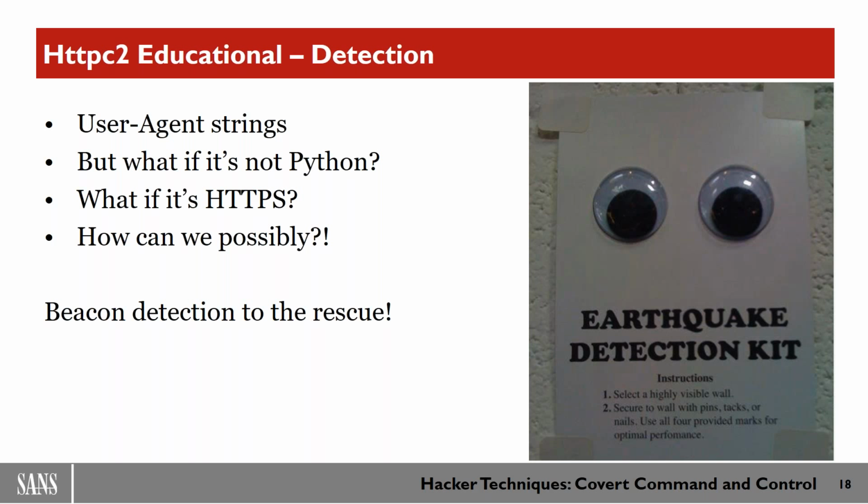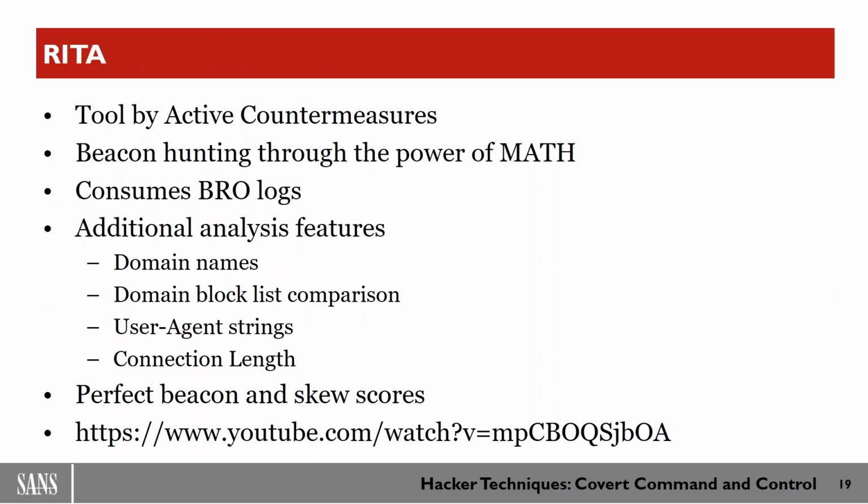Well, there's beacon detection and anomaly detection, and both of those are features of a tool called RITA, which stands for Real Intelligence Threat Analytics. It was originally developed by Black Hills Information Security, which is run by John Strand, who coincidentally I'm going to be teaching with at HackFest. But now it's funded and operated by a company called Active Countermeasures, also run by John Strand. What it does is beacon and anomaly detection through the power of math, statistical analysis.